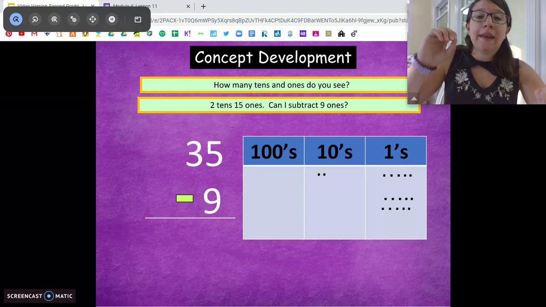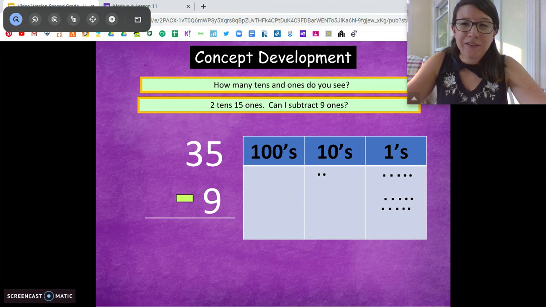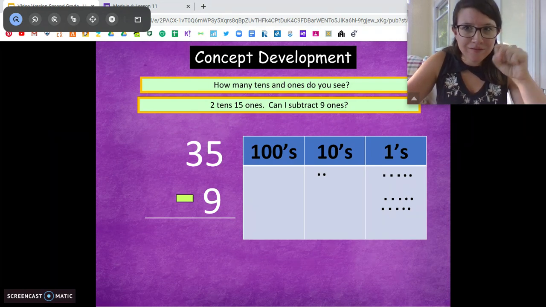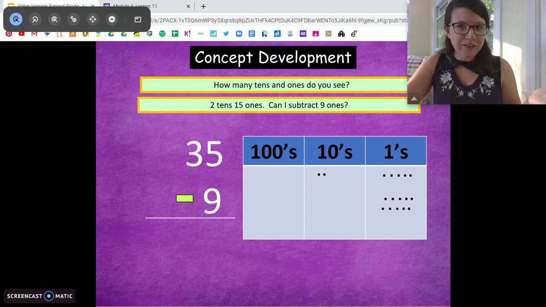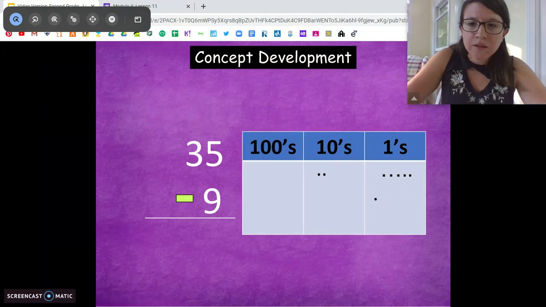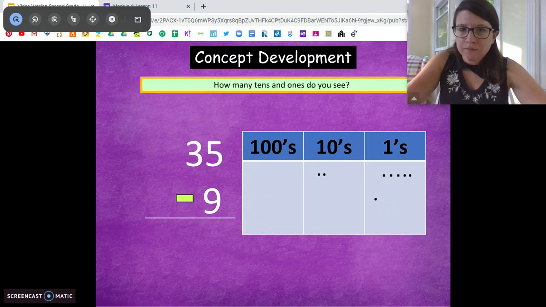Okay, now if we have 15 ones, can we take away 9 from 15? Yes, right? 15 is bigger than 9. So we can take those 9 away. So let's take those 9 away. Do it on your board. Do it on your paper right now.